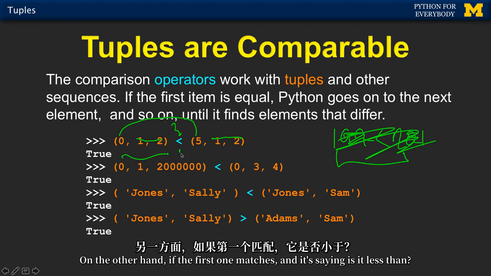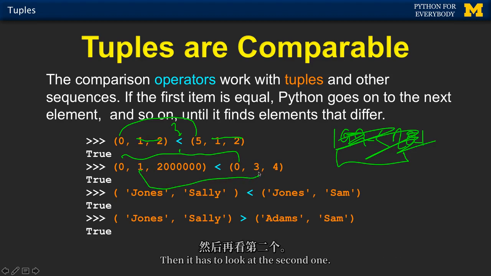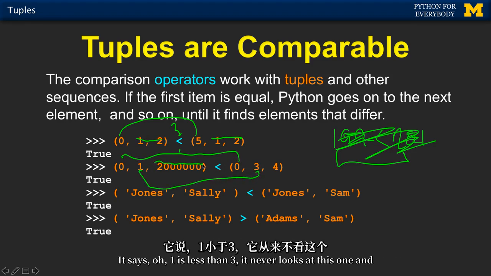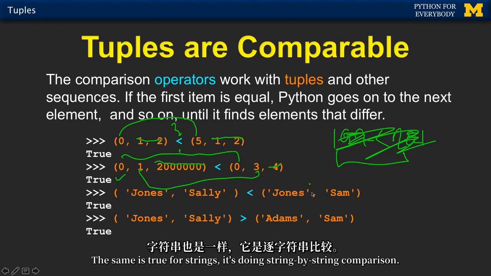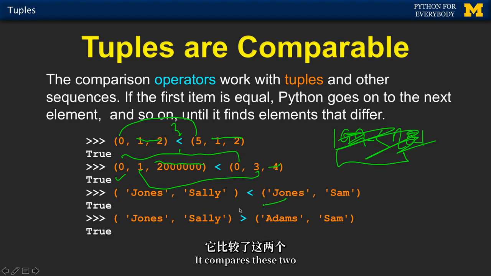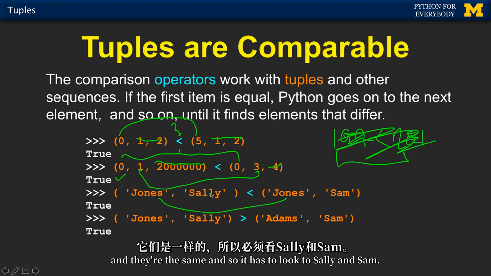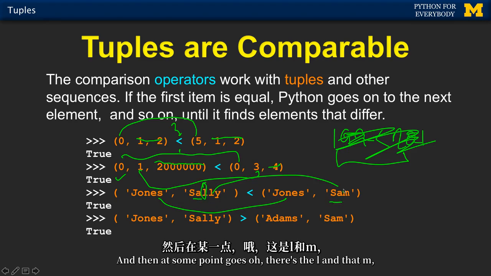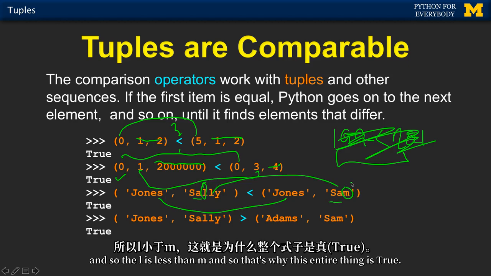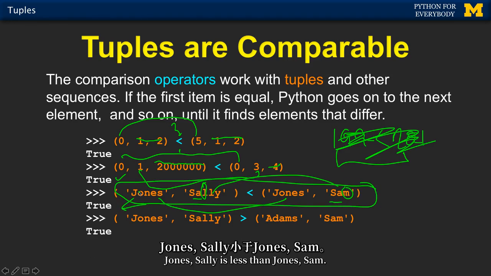On the other hand, if the first one matches, and it's saying, is it less than? Then it has to look at the second one. It says, oh, 1 is less than 3. It never looks at this one, and it doesn't look at that one, but it gives us back true. The same is true for strings. It's doing string by string comparison. It compares these two, and they're the same, and so it has to look to Sally and Sam, and then looks at SA. Well, they're the same, so SA. And then at some point it goes, oh, there's the L and that M, and so the L is less than M, and so that's why this entire thing is true. Jones Sally is less than Jones Sam.